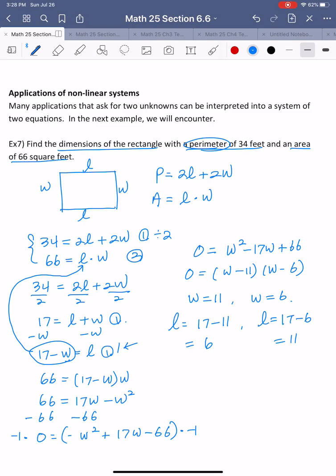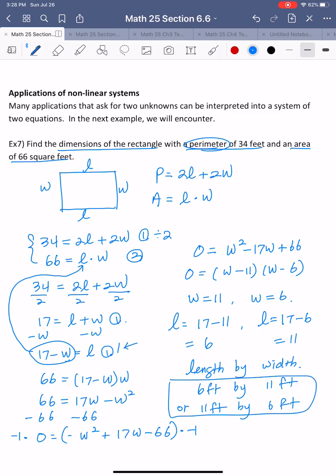Okay, so length by width. It could be 6 feet by 11 feet or 11 feet by 6 feet. Okay, so either way is a possible answer, okay?